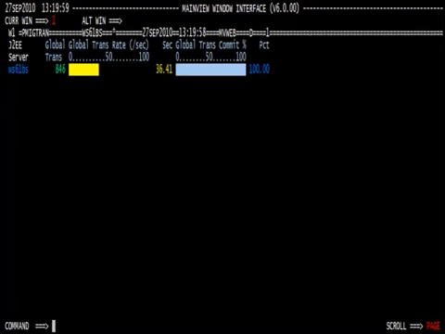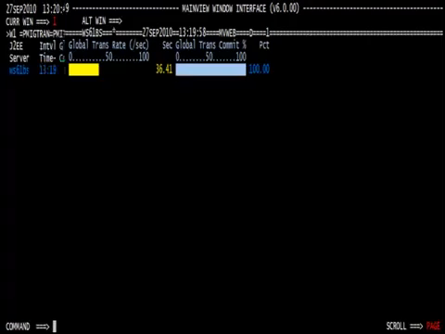The Global Transactions, or PMIGTRAN, view provides a graphical summary of global transaction counts. These are the number of global transactions that are active.